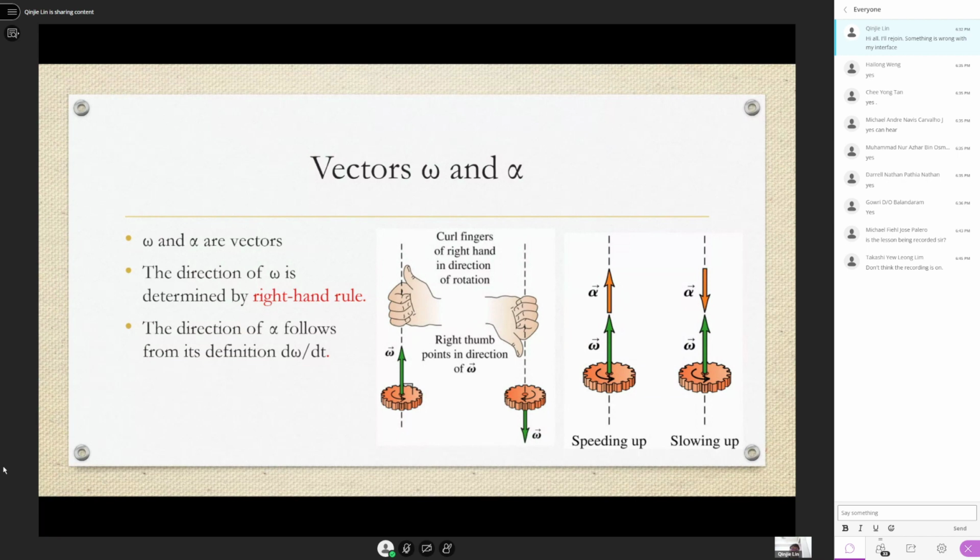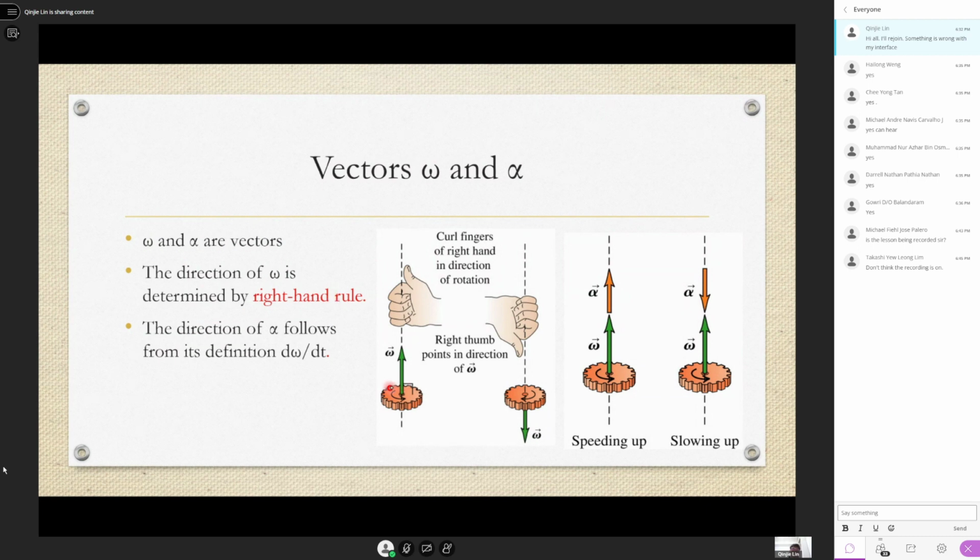Okay, then vectors, omega and alpha. Omega and alpha are vectors. So this is angular velocity, angular acceleration. These are vectors, which means they have directions. But when something is rotating, how do you determine the direction? It cannot be that the direction keeps changing, right? It's always rotating. So this direction is determined by our right hand rule. So how does it work?